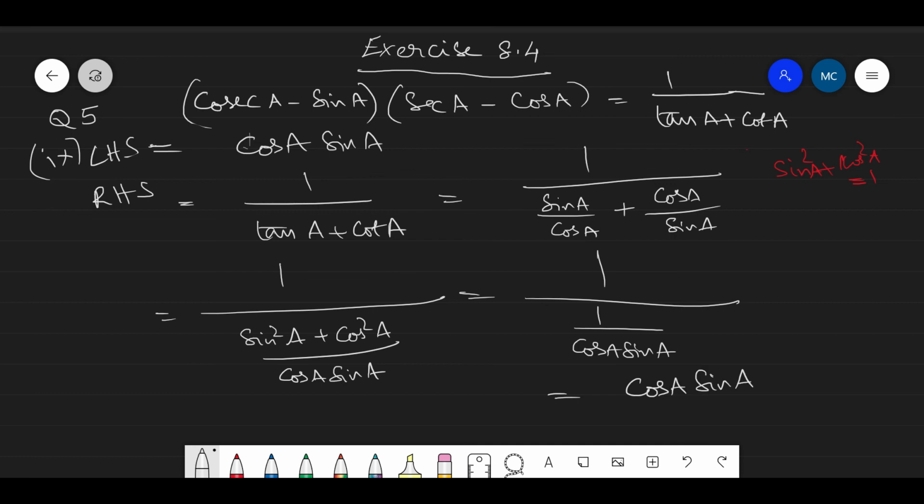One fraction, another fraction. The second fraction will become reciprocal. So final answer will be cos A sin A. Already we got LHS value as sin A cos A or cos A sin A. And now we got RHS also cos A sin A. So both are same.